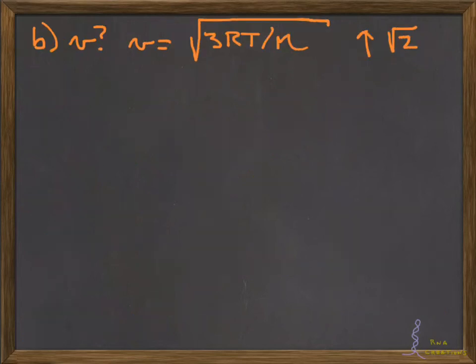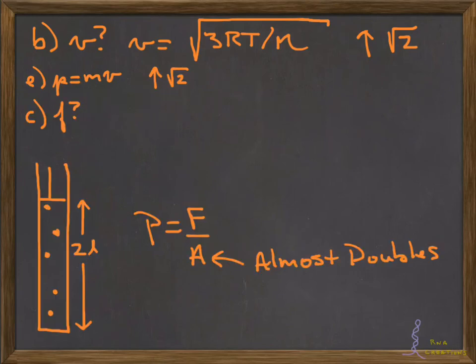So now I'd like to consider the other parts of this problem. In terms of the velocity, it's given by root 3RT over molecular weight. We're told that the temperature doubles, molecular weight is constant, so the velocity increases by the square root of 2. The same must be true for the momentum. It increases by the square root of 2.